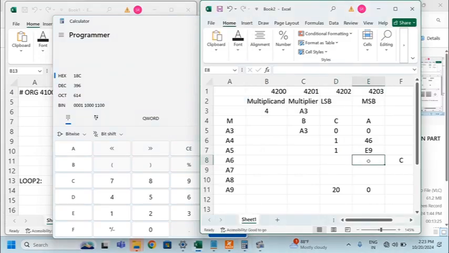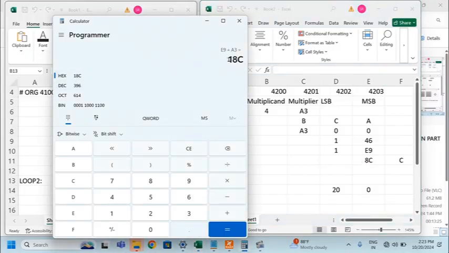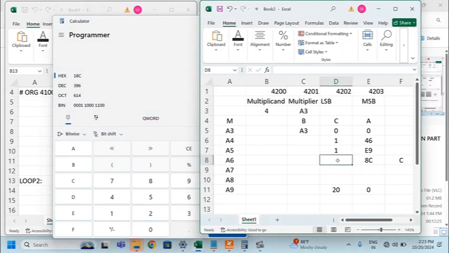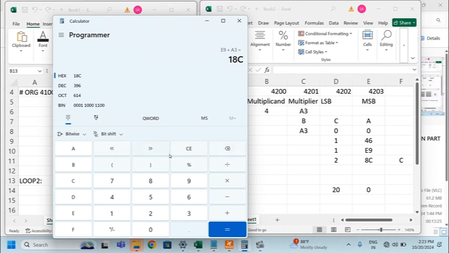So 8C will be in the accumulator, and this 1 is added to the C register. Already C register is having 1. Now it is 2, isn't it? So now we have added 2, 3, 4. Now 4 times we have added. Let us see whether we are getting the same result. That is A3 multiplied by 4 times. We are getting 28C. See, 28C is the answer.